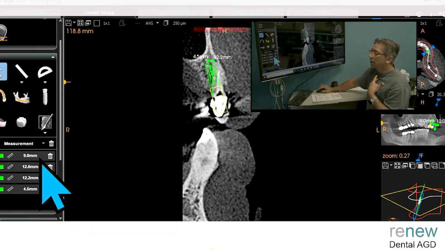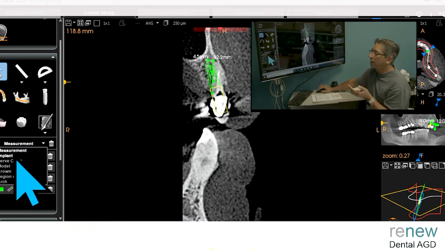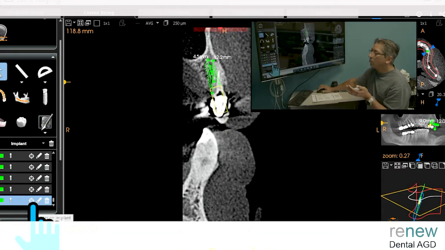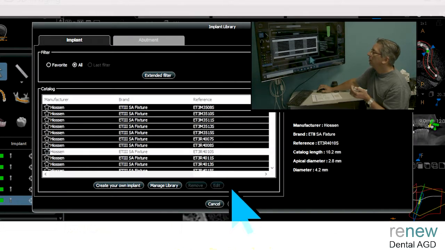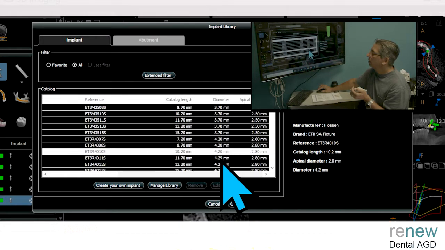So here's something that you might think about doing then. I have a 10 millimeter implant in here. What if we changed it to another implant? So let's see if we can do that. I don't know why there's no, here we go. It must be the next one down. All right.